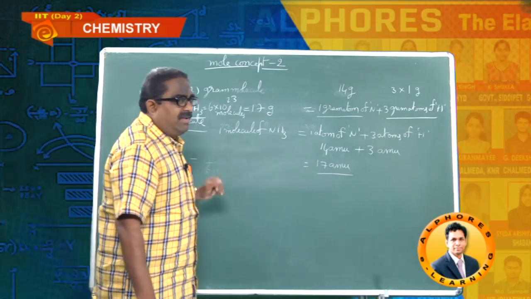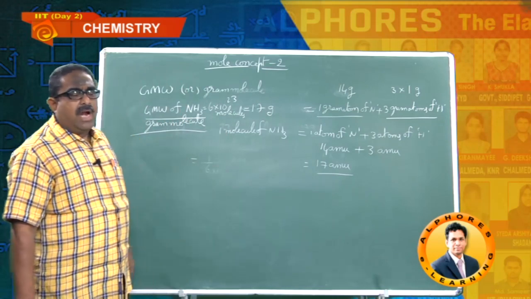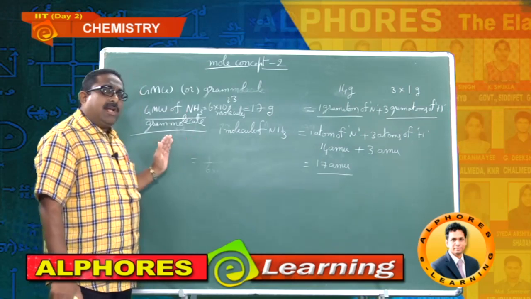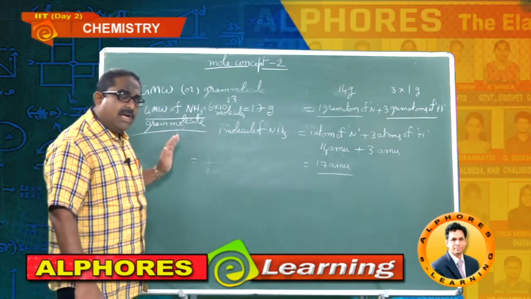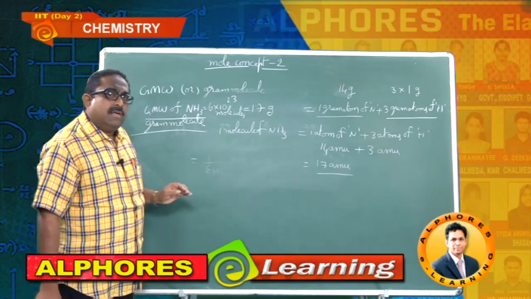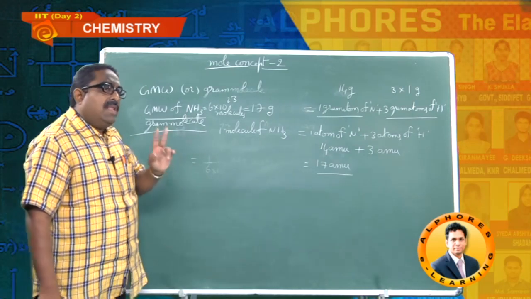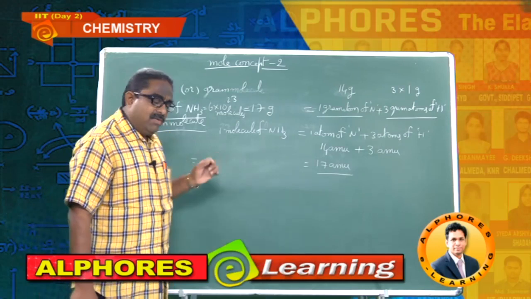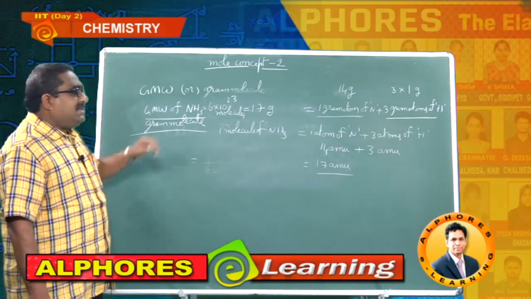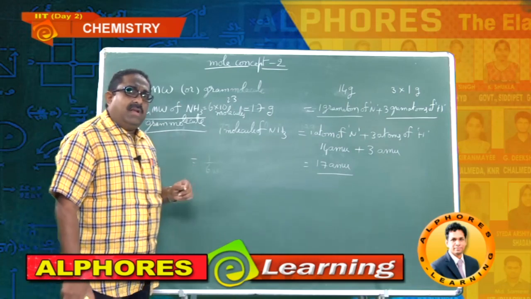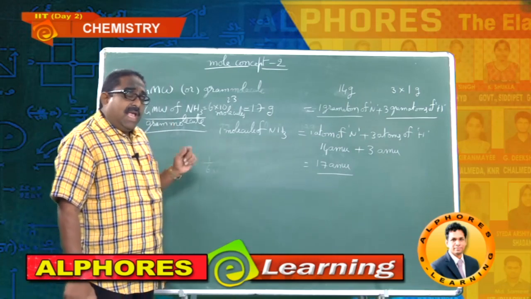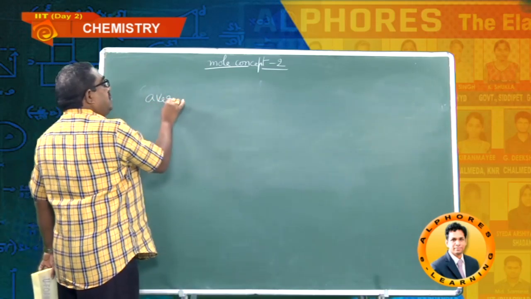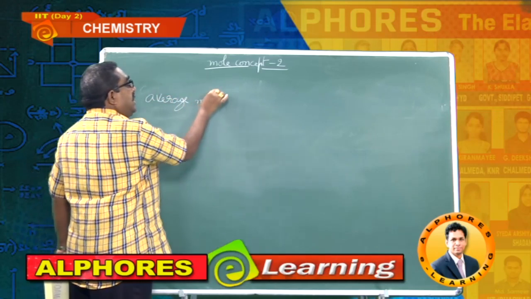Next, in the previous session, while discussing gram atomic weight, we also discussed average atomic mass or average atomic weight of an element, if the element possesses more than one type of atoms, that is nothing but isotopes. Yesterday we discussed that. Similarly, under this heading, today in this session I am going to discuss average molecular mass.